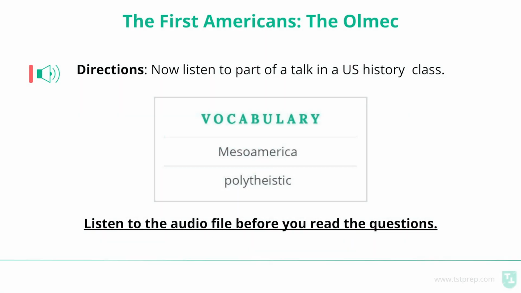Directions. Now listen to part of a talk in a U.S. history class. Mesoamerica is the geographic area stretching from north of Panama up to the desert of central Mexico. Although marked by great diversity, this region cradled a number of civilizations with similar characteristics.